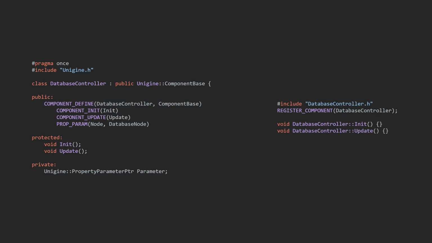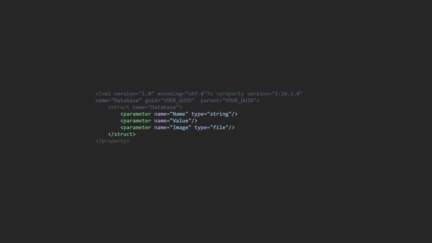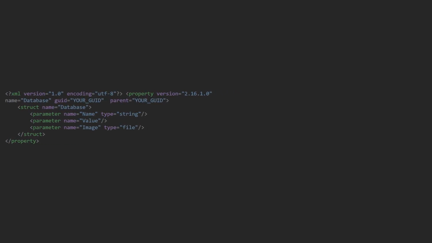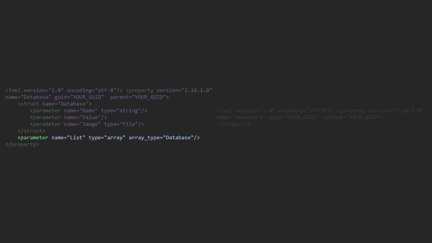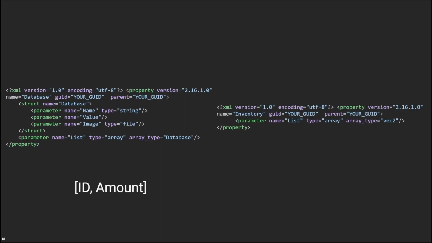So with our database controller figured out, let's go and talk about the property. In our property, we're going to have a struct, which is database. We can use whatever data. Currently, I'm only going to be using these three data types to just control it, and it's going to be in a list. At the same time, we're going to have an inventory data type, also a list, but the difference is one's a database, the other one's a vector2. The vector2 holds the ID and amount. Simple as we explained earlier.